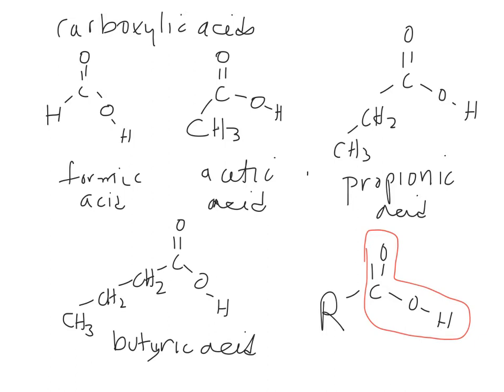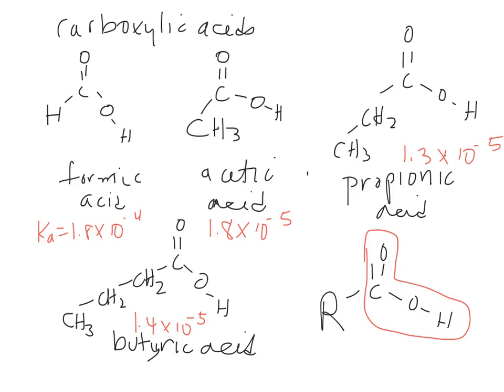So the Ka values: for formic acid, Ka is 1.8 times 10 to the minus 4, acetic acid 1.8 times 10 to the minus 5, propionic acid 1.3 times 10 to the minus 5, butyric acid 1.4 times 10 to the minus 5. So with the exception of formic acid, they're all around 10 to the minus 5 in magnitude. Formic acid is a little bit of a stronger acid there. You get more dissociation, which is indicated by the magnitude of the number, 10 to the minus 4.